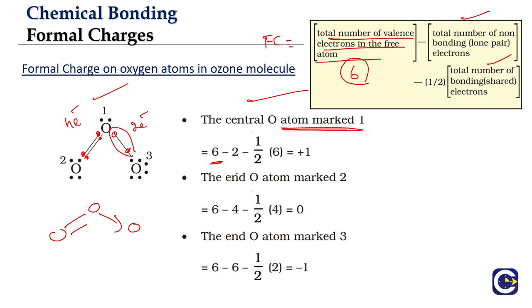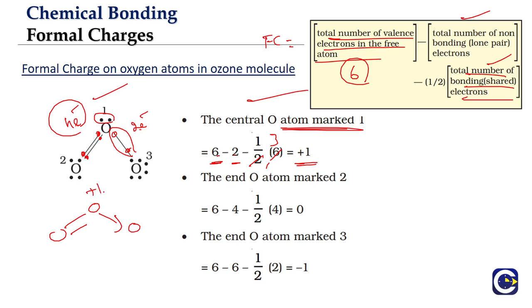6 minus, for the central oxygen, what is the number of non-bonding electrons? You see 2, minus half the times the total number of bonding or shared electrons. See, here we have 4 shared electrons, here we have 2, because all of them are engaging the central oxygen. So 4 plus 2 is what? 6. So minus half into 6. 2 ones are, 2 threes are. 6 minus 2 minus 3, what is it? Plus 1.